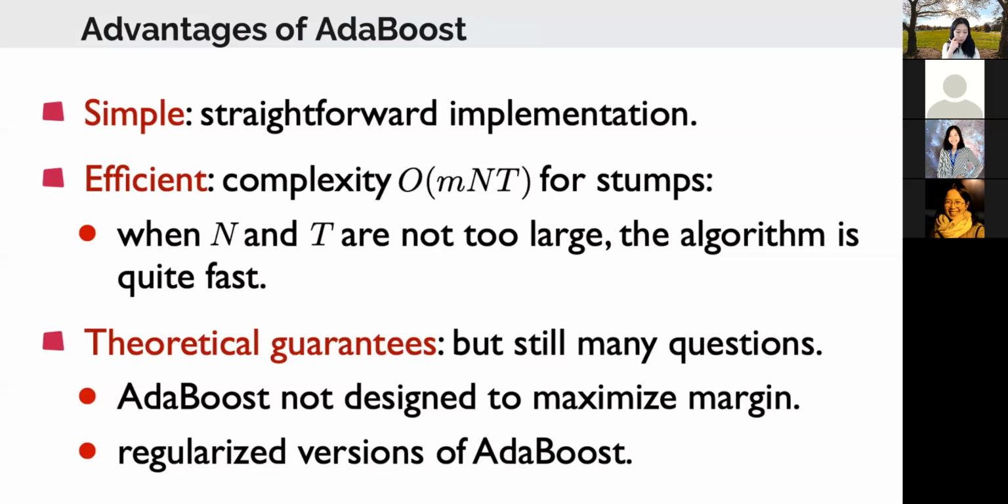Okay, so it's rather simple and it's also efficient. Basically, if you have very simple base classifiers, the complexity is just m multiplied by n t. So if your n and t are not very large, the algorithm is quite fast. But more importantly are the theoretical guarantees, right? The empirical error converges to 0 at an exponential rate, and it is also resistant to overfitting as long as rho is greater than 0 and as long as rho and gamma satisfy some condition, right? Of course, there are other issues, like AdaBoost is not designed to maximize the margin.